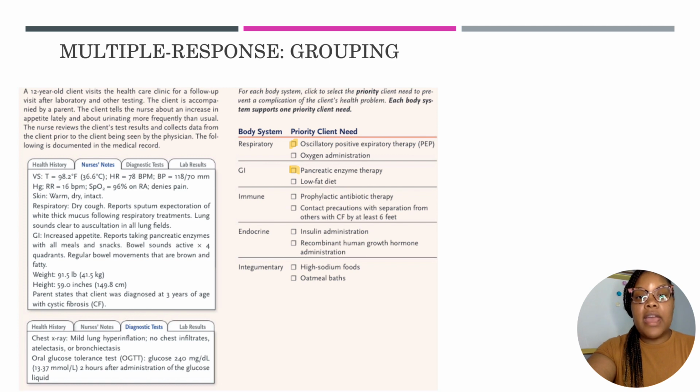So if they are in contact with another child who has cystic fibrosis, we want to make sure that that child is not sick, because we don't want to cause a cross infection. So when they are around another child with cystic fibrosis, we want to make sure that there are contact precautions in place, because we don't want there to be cross infection.